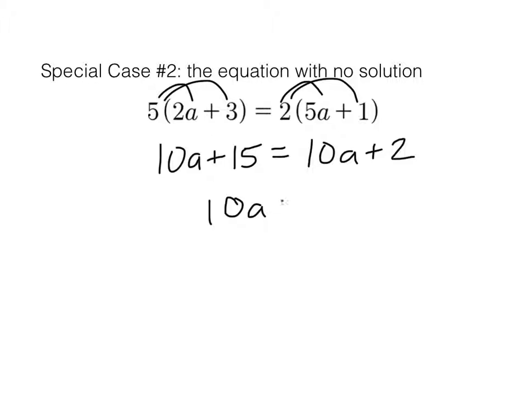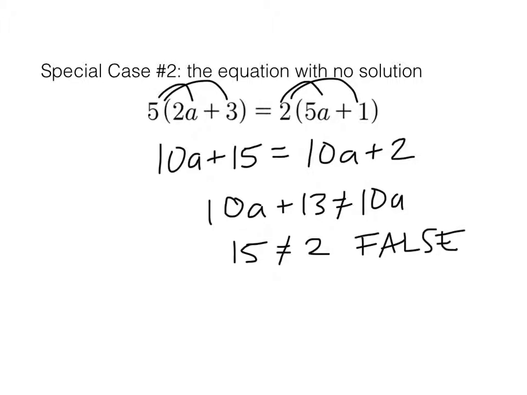If we keep going, we're going to get answers like 10a plus 13 equals 10a. Well, that's not possible at all with any number, not even 0. Or we'll get 15 equals 2. Well, these are clearly wrong. That's just in general a false statement. And that's what tells me that my equation has no solution at all.